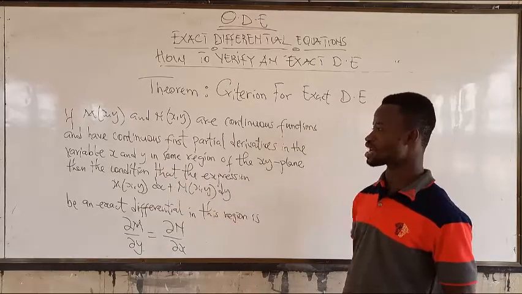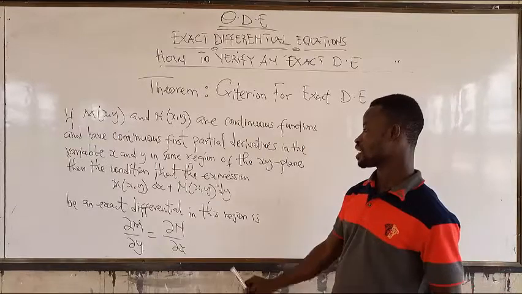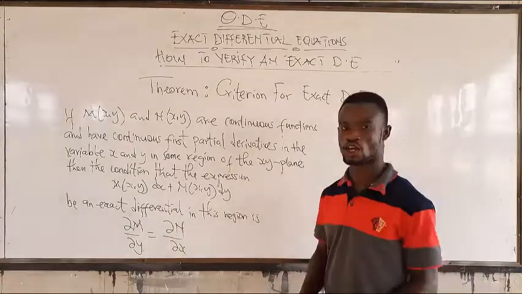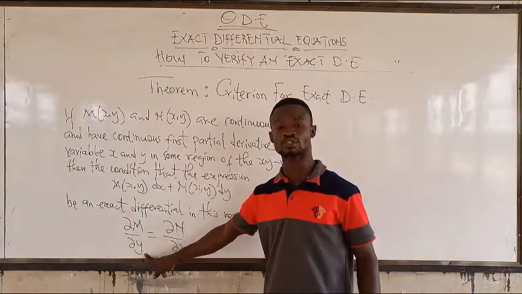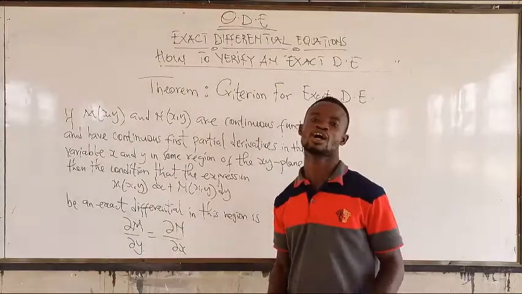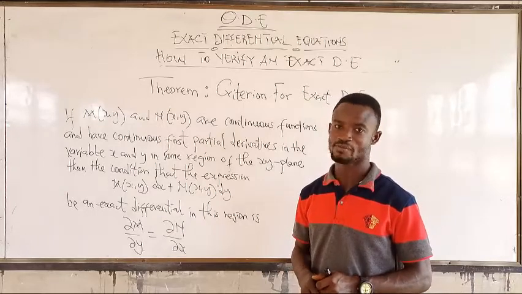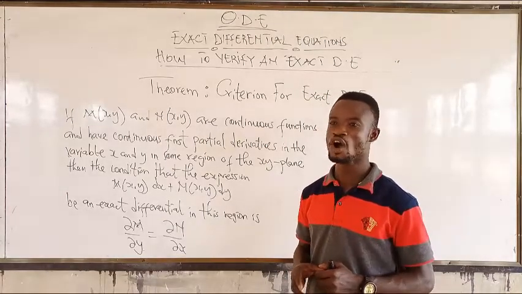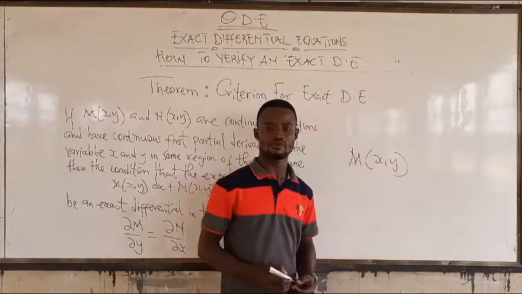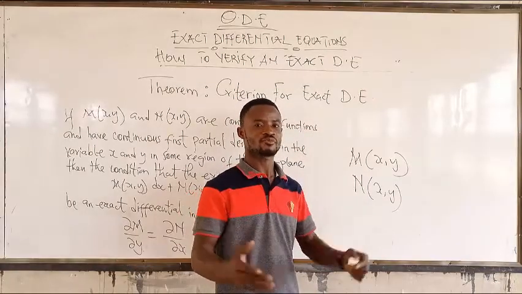Then the condition that the expression be an exact differential in this region is that when you take the partial derivative of M with respect to y, it is the same as the partial derivative of N with respect to x. When that is established, that means that the differential equation is exact. And if you know how to identify the function M in terms of x and y, and the function N in terms of x and y, then you are almost there.